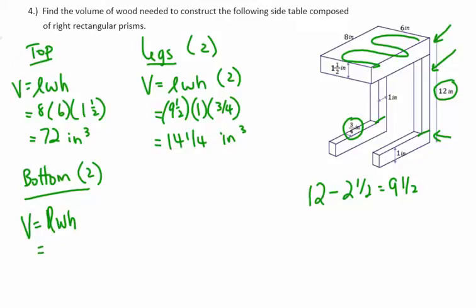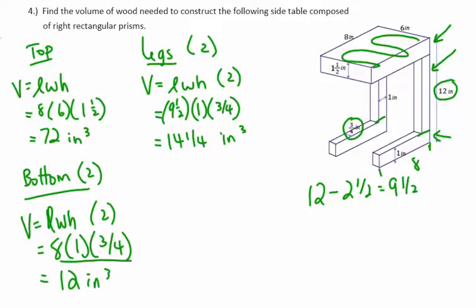So the length of this leg is 8, like the top is. It's 1 inch, so 8 by 1 by 3/4, and we're going to double that. So this right here is 6, but we're going to multiply that by 2 because there's 2 of them. That's 12 inches cubed. So our total is the 72 plus the 12 plus 14 and 1/4.